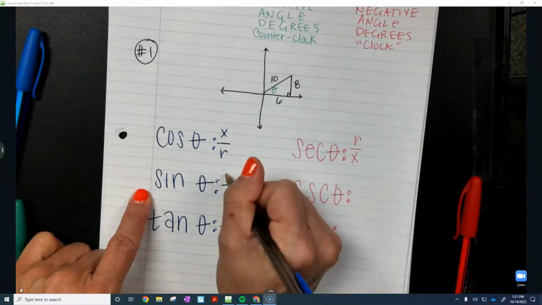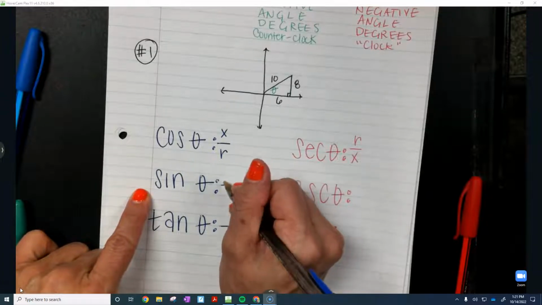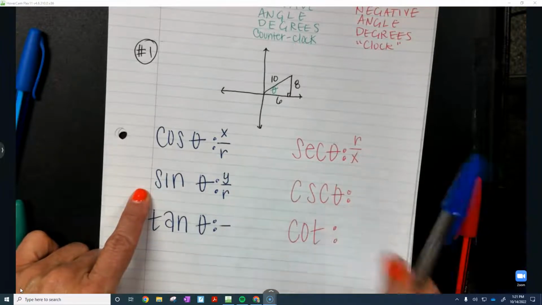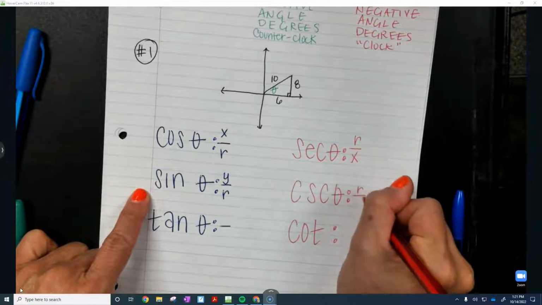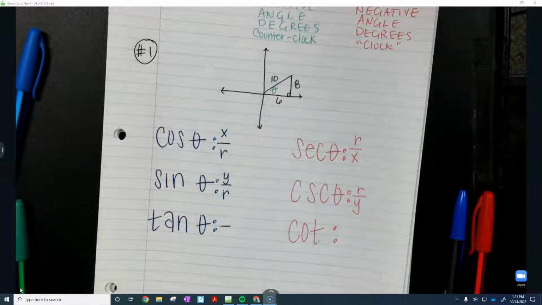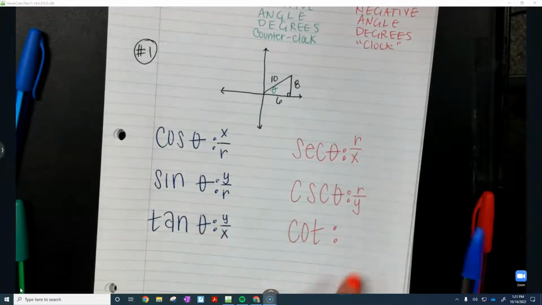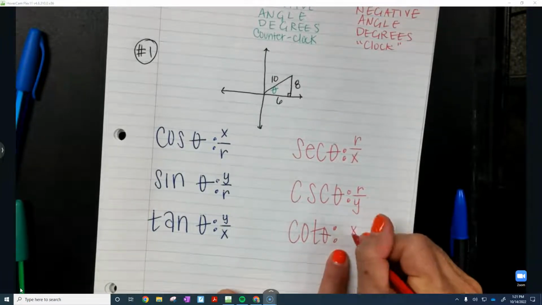Your sine used to be opposite over hypotenuse, but we are transitioning, so now it's y over r, which means cosecant is r over y. And then remember your tangent, the TOA, that was opposite over adjacent, but now that is going to be y over x. And of course your cotangent of theta is x over y.